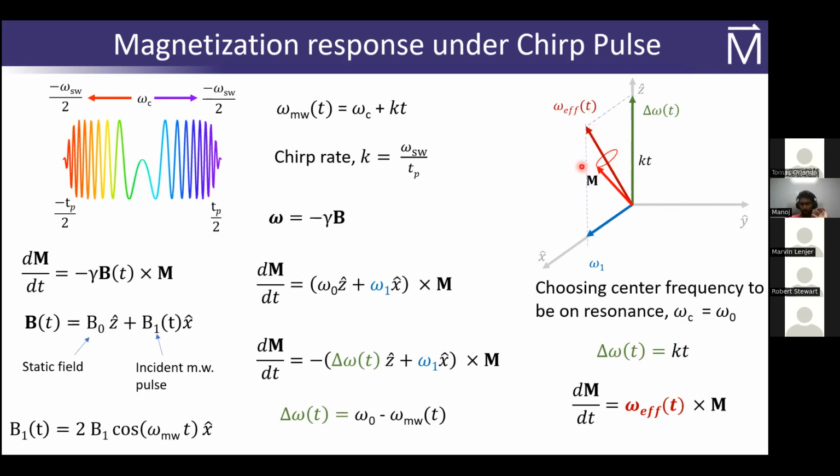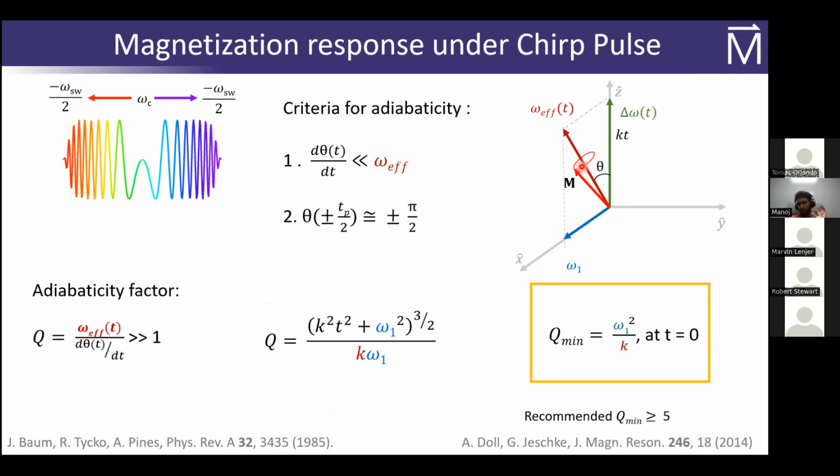Now, if we want to flip the magnetization from, let's say, plus z to minus z adiabatically, the chirp pulse has to follow some criteria. This criteria for adiabaticity is given by these two conditions, which were mentioned by Alex Pines back in 1985.